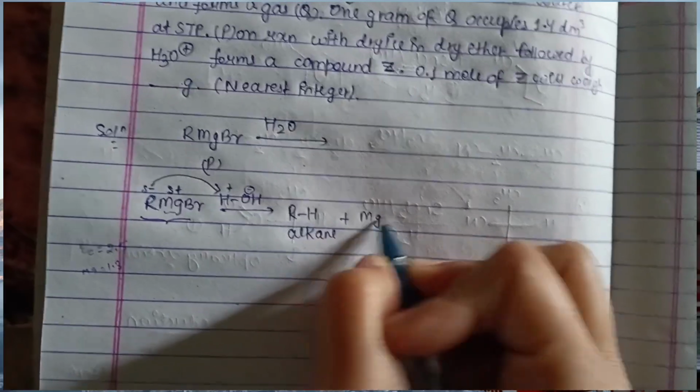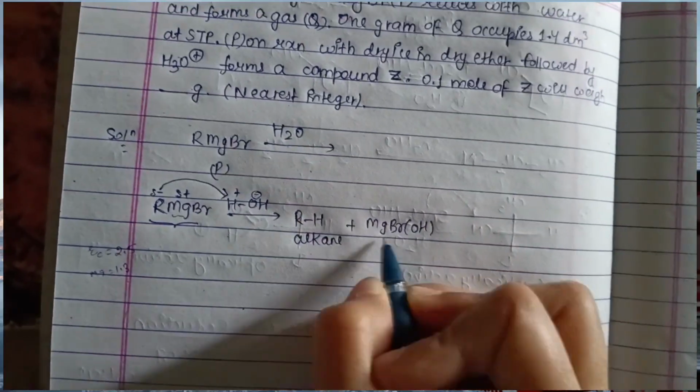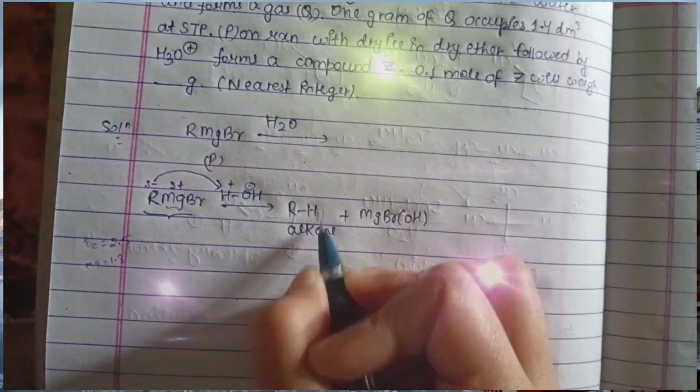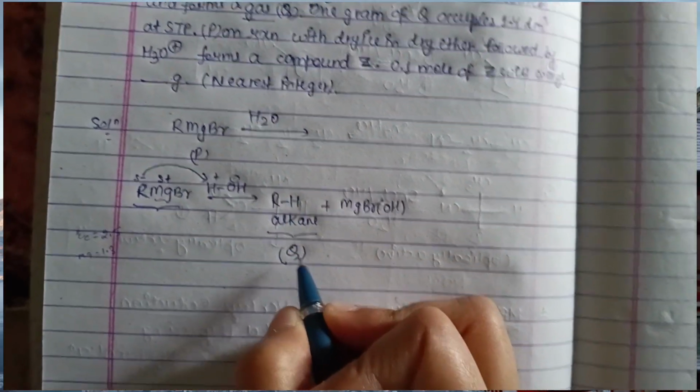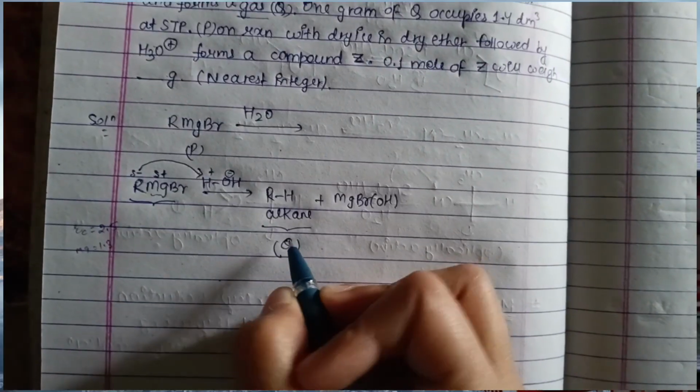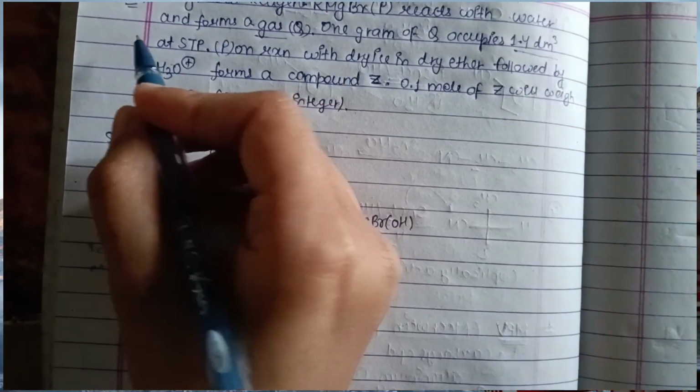And here we will have MgBrOH, but we are not concerned about this. We are concerned about this alkane that we get, and this is the gas Q. So from here we have this alkane. And the question is saying that 1 gram of Q occupies 1.4 dm cube at STP.